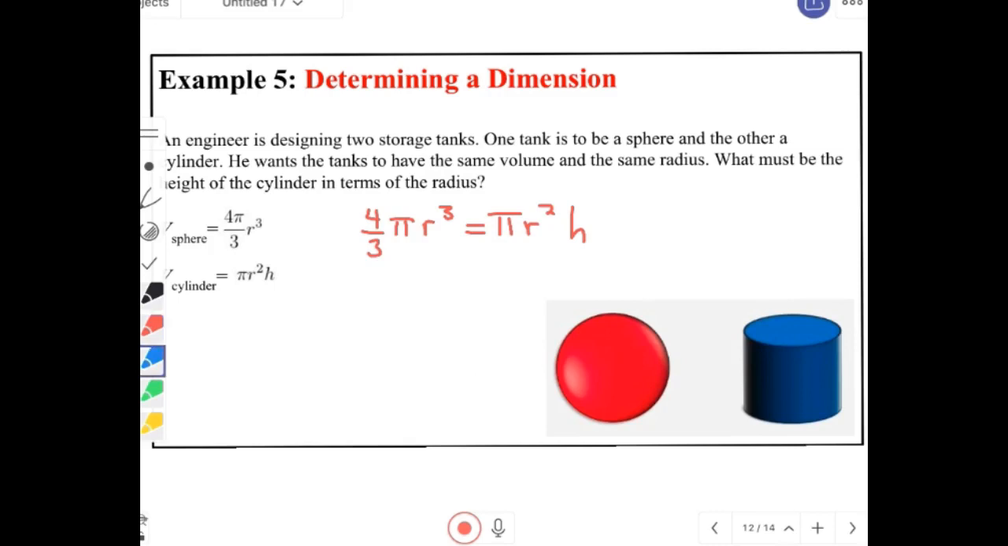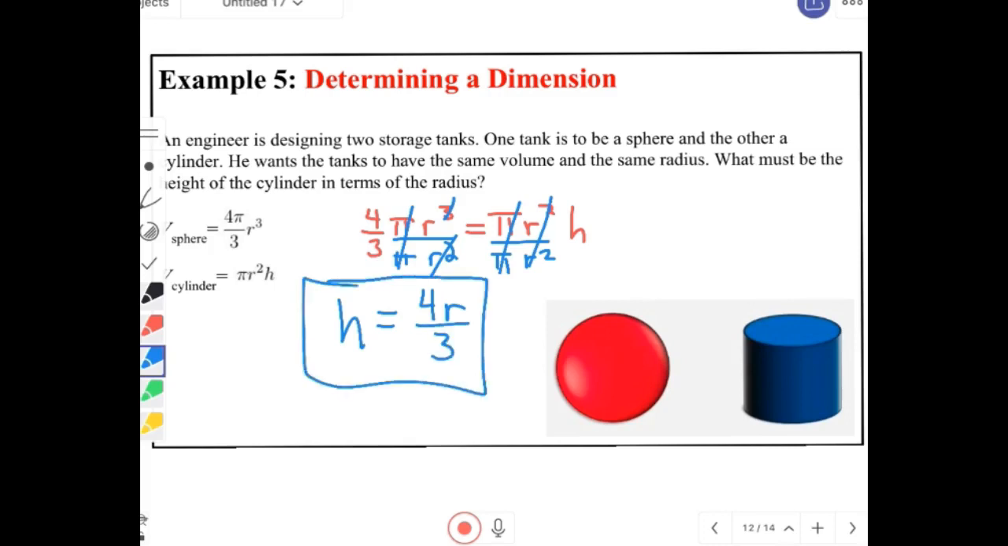So right off the bat, I'm just going to divide by pi r squared. Pi's cancel out, r squared cancels out, we have one r left. So the height is going to be 4 radius over 3. And that's all for this.